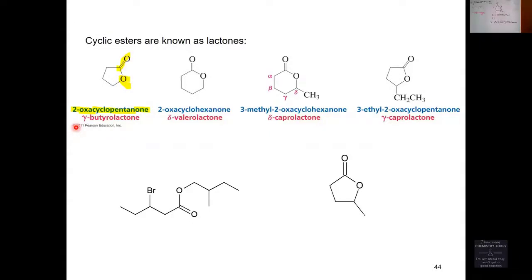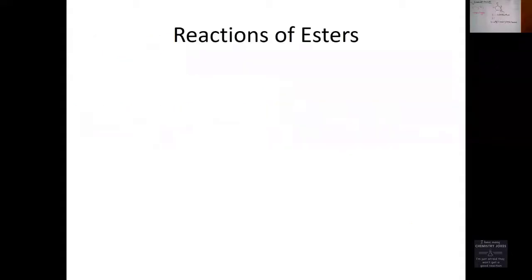Here's to hoping we got it right. 2-methylbutyl 3-bromopentanoate, ding ding. Gamma valerolactone, check check. 3-methyl-2-oxacyclopentanone. Whoop whoop. All right. So rather than continuing to talk about nomenclature for the next 14 minutes, we're going to talk about what reactions esters do.